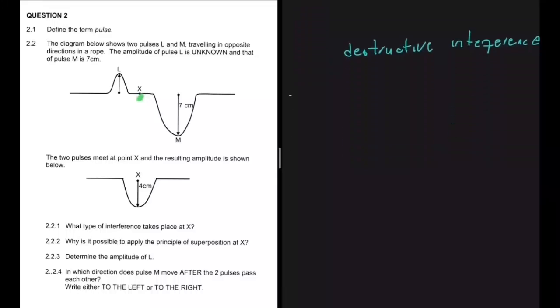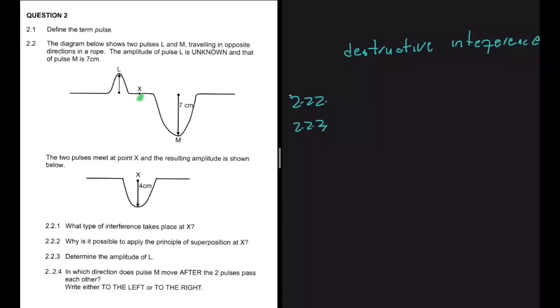Now let's do 2.2.2. It asks why it is possible to apply the principle of superposition at X. We can only apply the principle of superposition when two pulses occupy the same space at the same time. That's the condition we have for the principle of superposition: the two pulses occupy the same place at the same time.